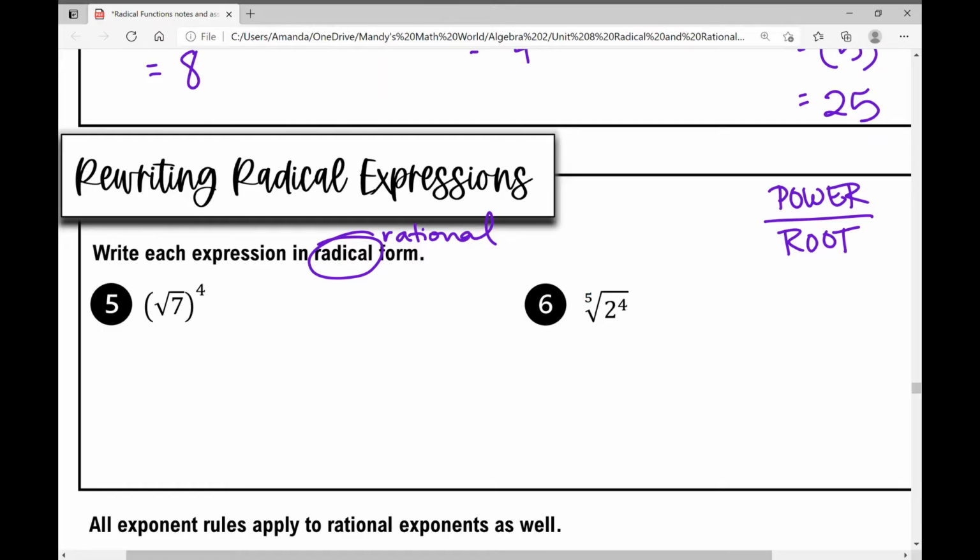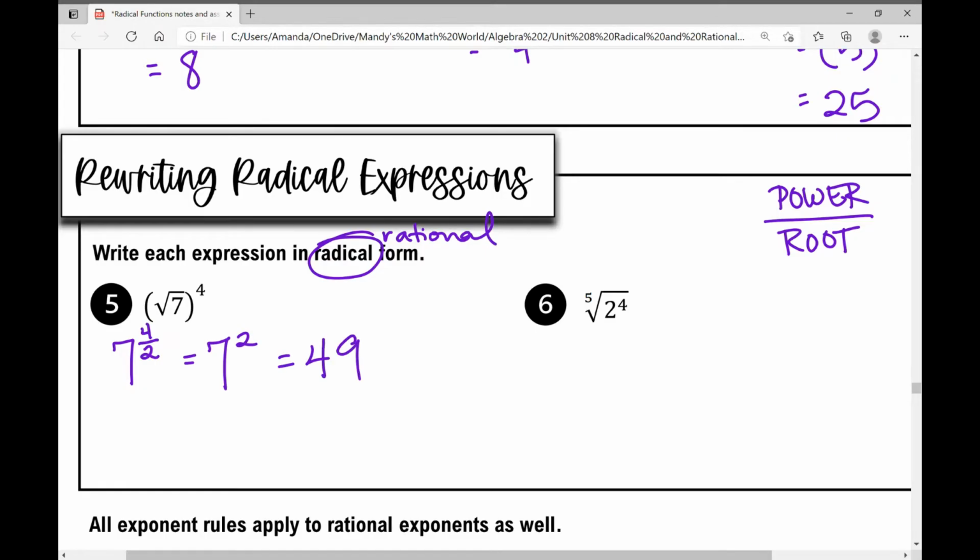So what I'm going to do is, remember, if you're asked to find the square root of 7, remember your index is assumed 2 if nothing is there. So if I were to rewrite the square root of 7 raised to the power of 4, that would be 7 to the power of 4 over 2, power over root. So can we simplify that rational exponent? We sure can, because 4 over 2 is 2. And then 7 squared, what is that?